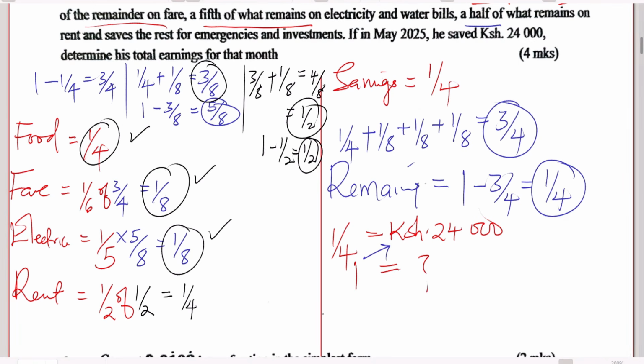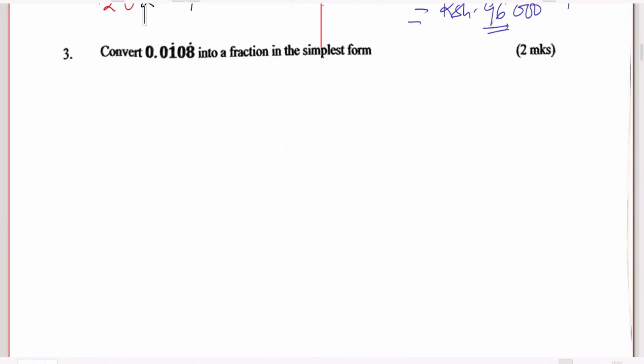So you simply cross multiply. This will be 1 multiplied by 24,000 divided by a quarter. That is the same as multiplying by 4/1. So this will give 96,000 Kenyan shillings.